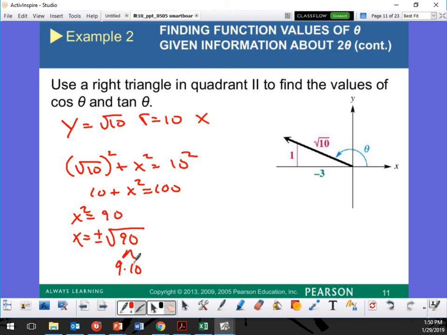But now, what quadrant did we say this is? 2. So it's going to be in quadrant 2, so x is negative. So negative 3 rad 10. So you guys could disregard this part right here because they don't rationalize. They didn't rationalize when they did this. Huh? No, the graph wasn't rationalized.